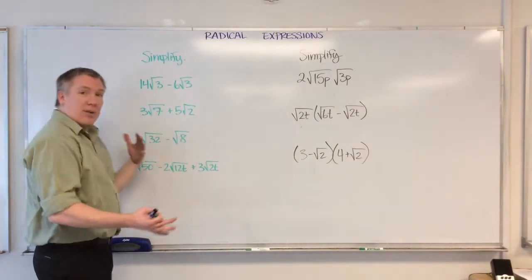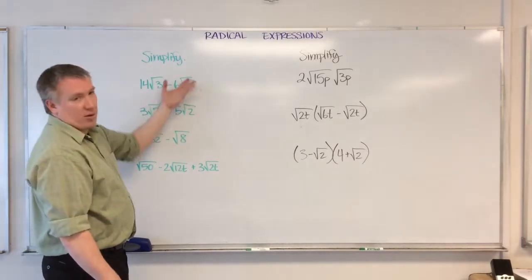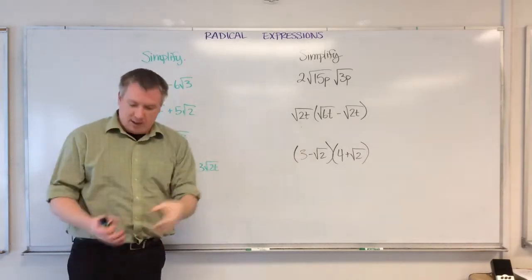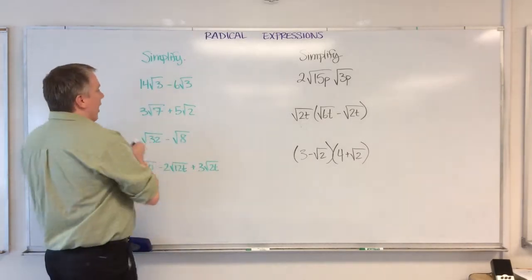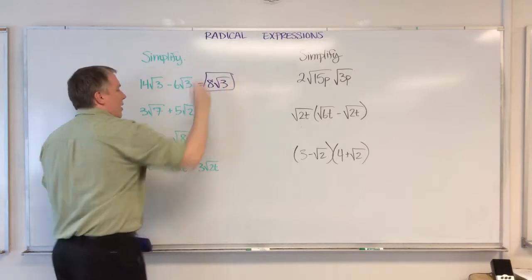Let's start with the simple stuff. This says 14 square root 3 minus 6 square root 3. Well, these are the same. I have 14 of them, I'm taking away 6. So how many do I have left? I have 8 root 3 left. That's it. Done and done.